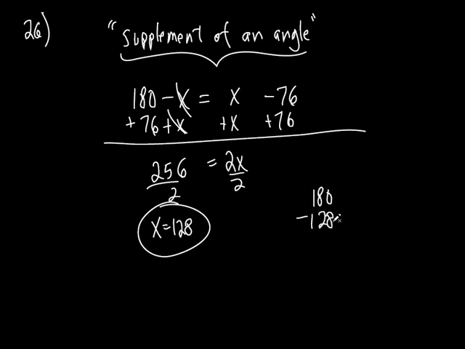You got it. All right, and that's what, 52? Is that right? Yeah. So there's my 2 angles right there. So one angle is 128 and the other is 52. They're supplements of each other.